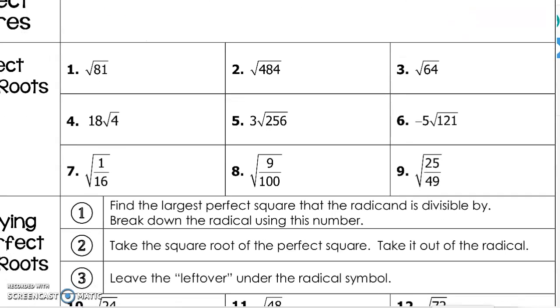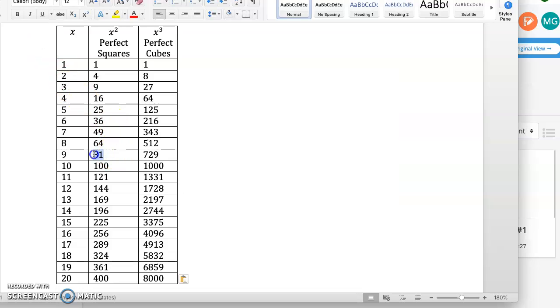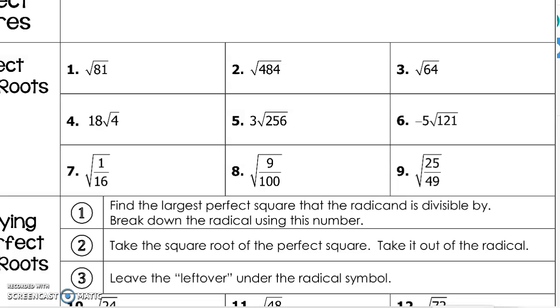If we look at number 1, square root of 81, 81 is on your list. When you're thinking of the square root, you're thinking what times itself gives me this number. When you look at 81 on your list, that's a perfect square, so the square root goes to the left, and it is 9. When you see a number in this perfect square column under the square root sign, then the square root is the number over to the left. So the square root of 81 is 9, and our answer for number 1 is just 9.